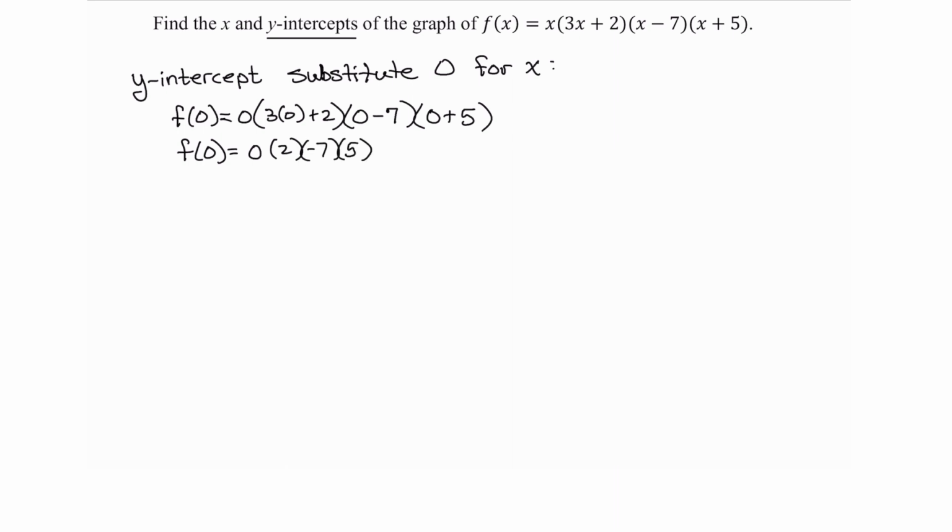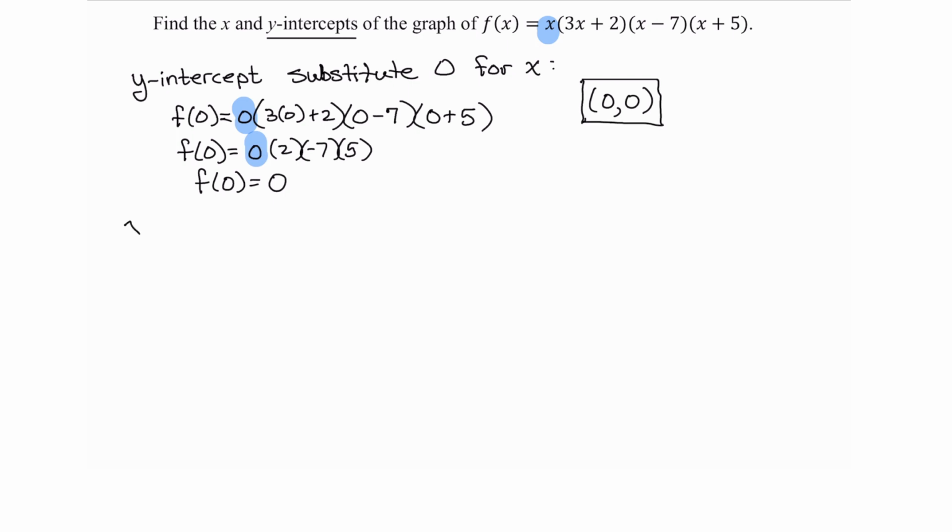5. And notice, because I had that outside factor of x in this particular example, that gave me a factor of x, which when I multiply 0 times any numbers gives me a product of 0. So for my y-intercept, I plugged 0 in for x, and I also got 0 out for f of 0, or for y. So that is my y-intercept.